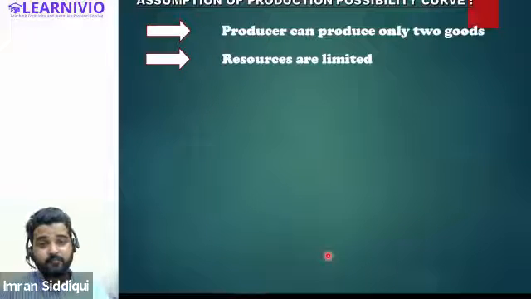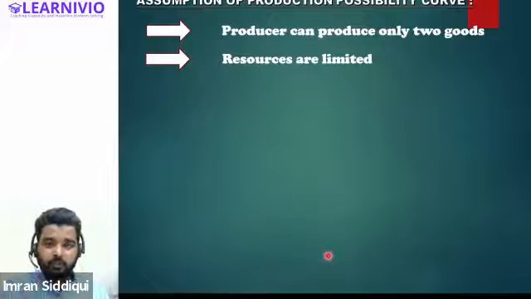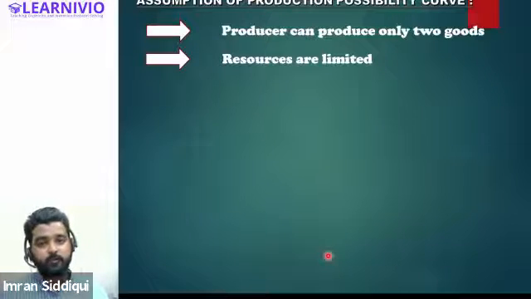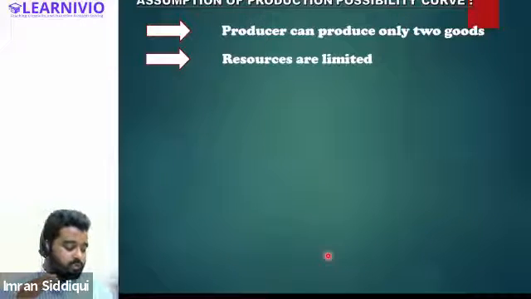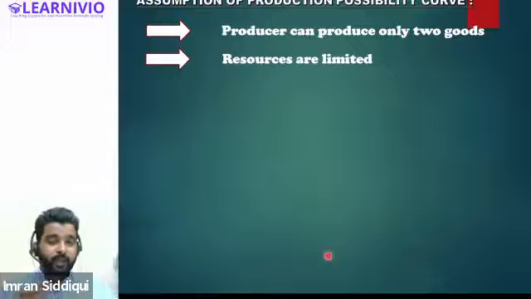And this is why when a producer wants to increase the production of one commodity, he has to sacrifice a certain number of units of the other commodity, because we have a limited amount of resources. So because we have limited resources, if we want to increase the production of sugarcane, we will have to sacrifice certain units of wheat. Correct?